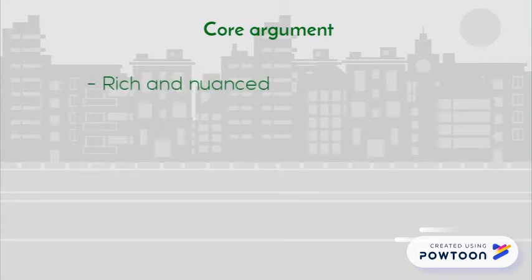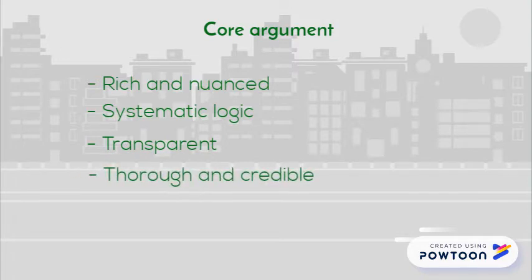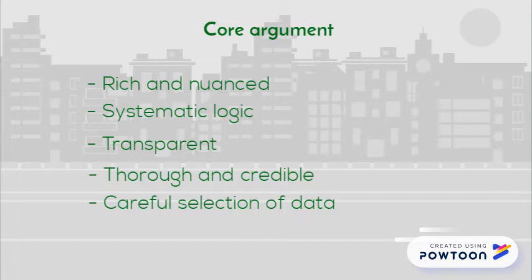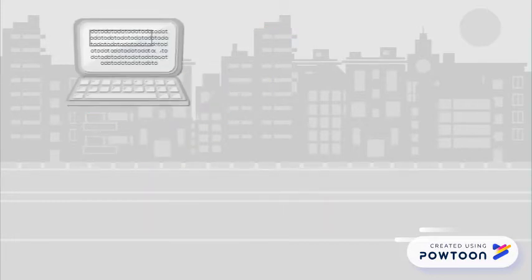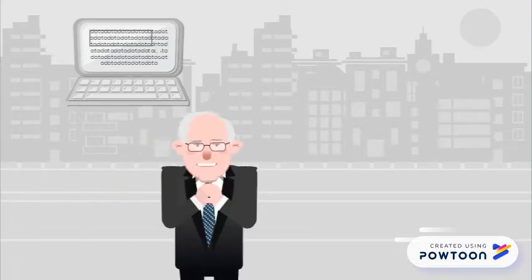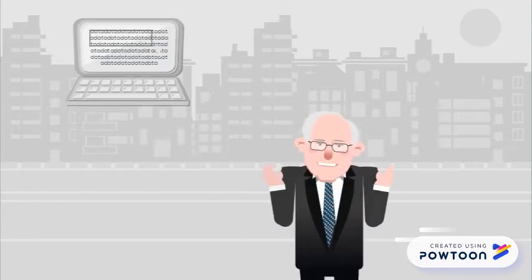Qualitative writing should have a core argument or narrative, which provides structure to the writing and brings together the research findings. It must be rich and nuanced. It requires systematic logic. It must be transparent, and it needs to be thorough and credible. Finally, it requires careful selection of data, indicating what the data presented represent, how data were selected, and showing clearly the relevance of data to the argument presented.